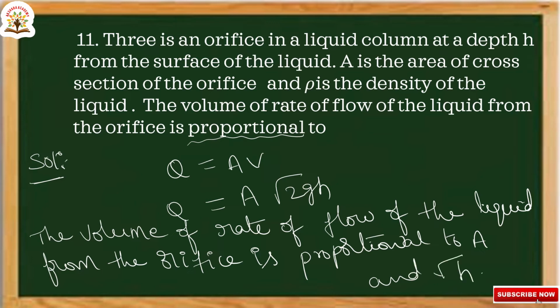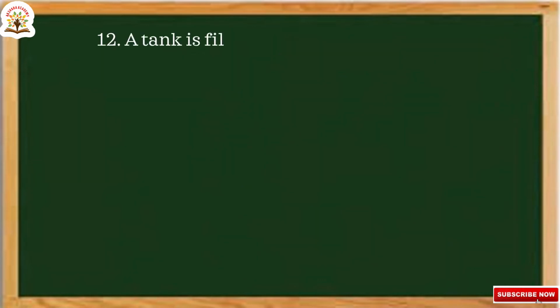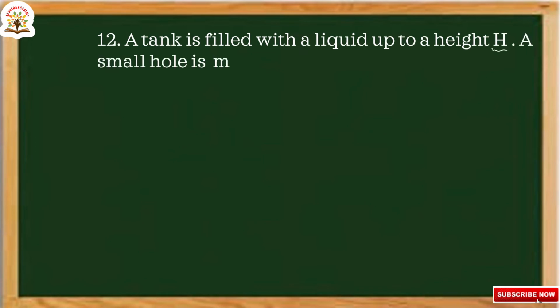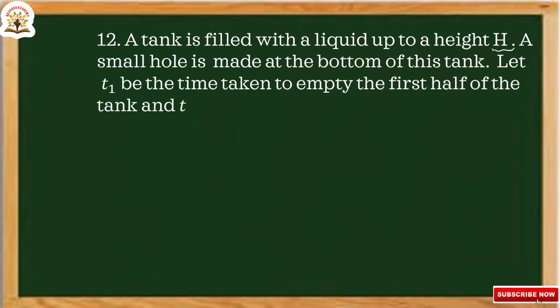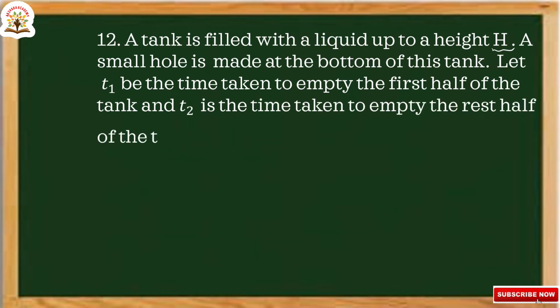Okay, next let us go to the next question, 12th one. A tank is filled with a liquid up to height h. A small hole is made at the bottom of this tank. Let T1 be the time taken to empty the first half of the tank and T2 the time taken to empty the rest half of the tank. Then find T1 by T2. You have to calculate T1 by T2. Now let us go to the solution.